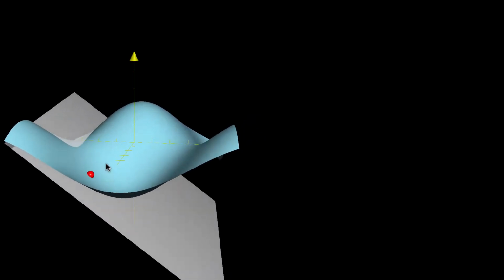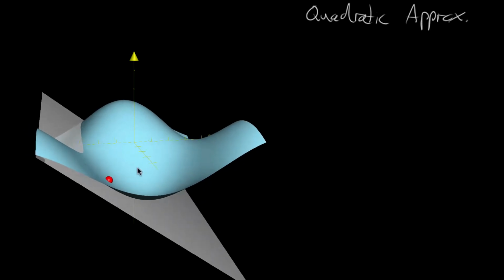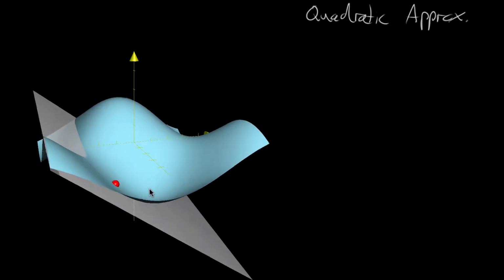And what I'm going to start doing in this next video and in the ones following is talking about quadratic approximations. And these basically take this to the next level. First I'll show what they look like graphically, and then I'll show you what that actually means in formulas.